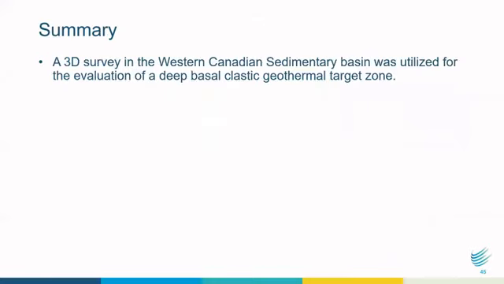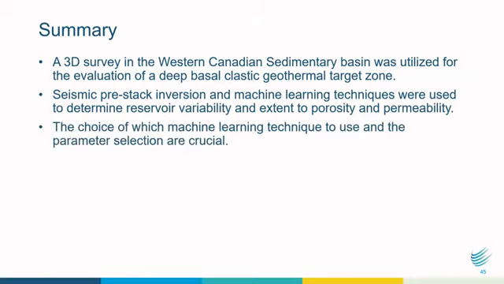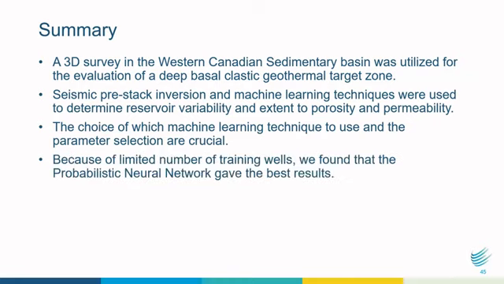So, a summary for this first case study: a 3D survey in the Western Canadian Sedimentary Basin was utilized for the evaluation of a deep basal clastic geothermal target zone. Seismic pre-stack inversion and machine learning techniques were used to determine reservoir variability and extent, in terms of porosity and permeability. The choice of which machine learning technique to use and the parameter selection for this neural network are crucial. And because of the limited number of training wells, we found that the probabilistic neural network PNN gave us the best results.